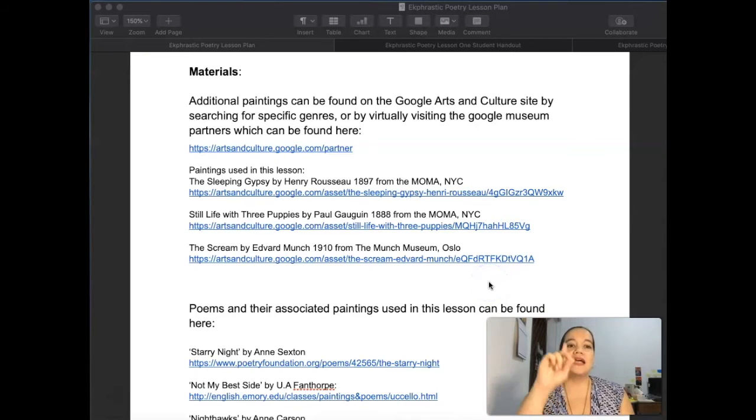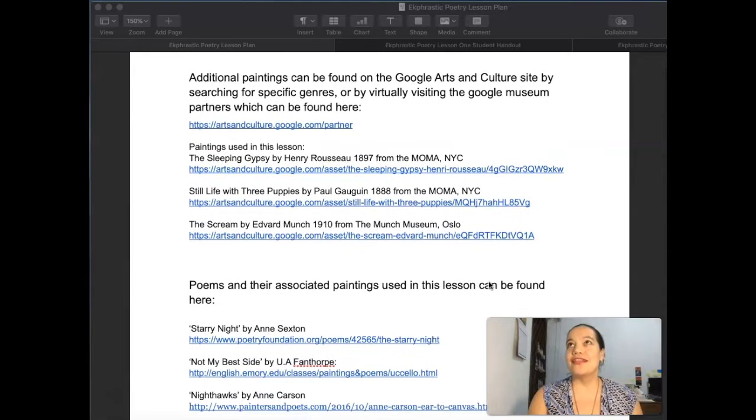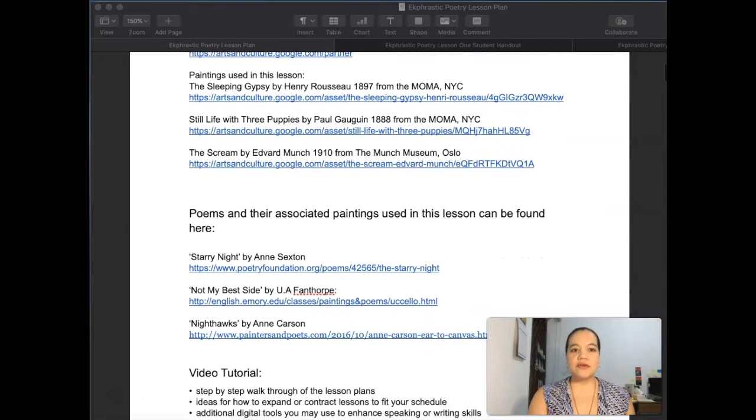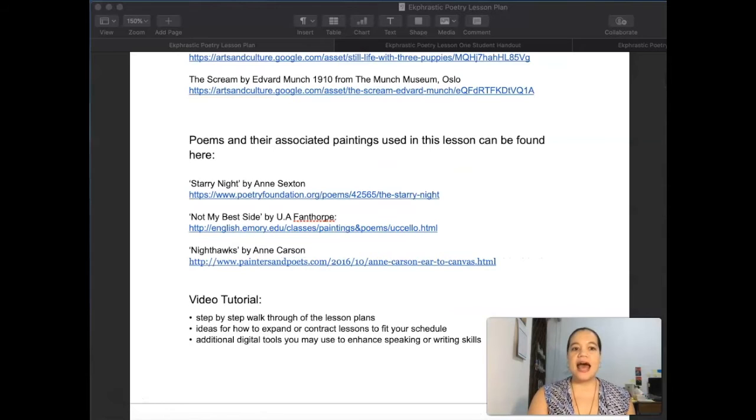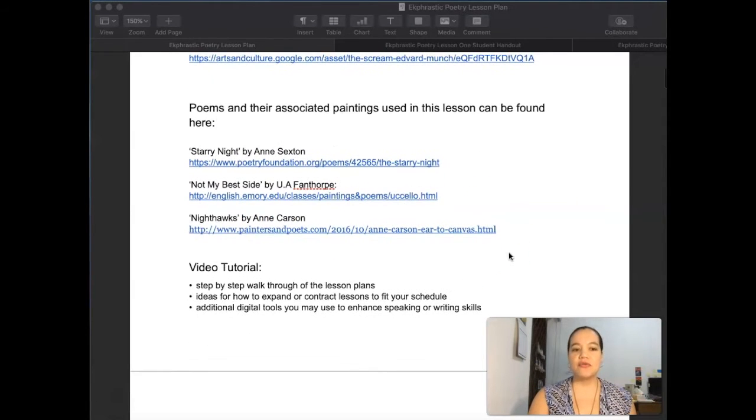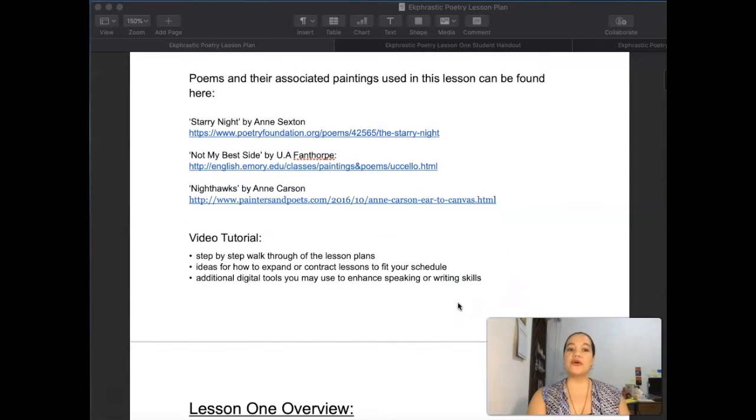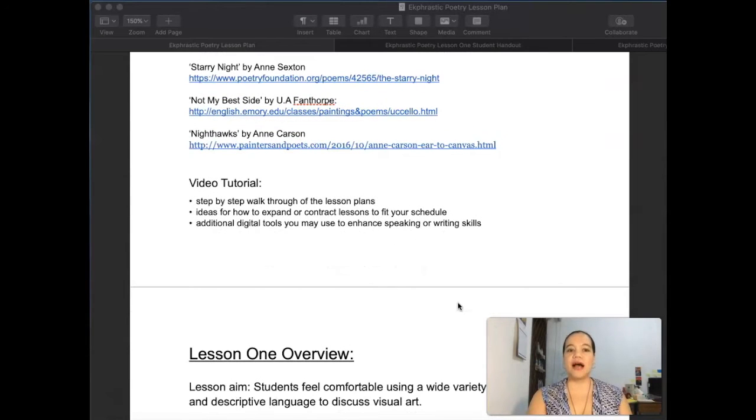I definitely recommend using The Scream by Edward Munch as an example for lesson 3 when you start writing your poems, but we'll get to that soon enough. All right, so those are some paintings that we use in the first lesson, and then the poems that we use in lesson 2 are linked here. So this is just the overview. And again, for this video tutorial, we'll be doing a step-by-step walkthrough of each lesson plan, and I'll be giving you ideas for how to expand or contract your lessons.